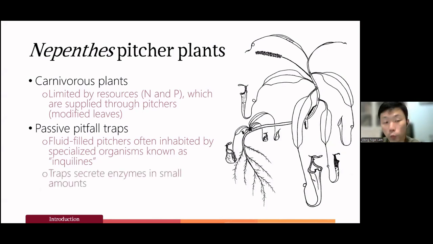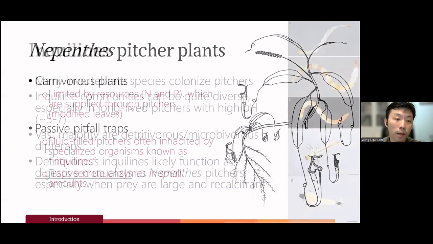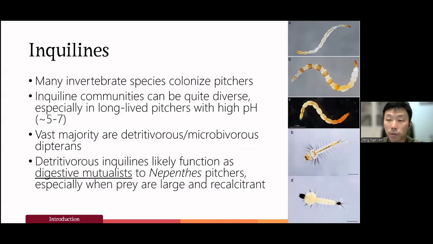The traps do secrete enzymes, but the role of enzymes in digestion of prey is actually much smaller than most of the existing literature on Nepenthes describes it to be. The role of inquilines is arguably much more important for prey digestion than enzymes, especially in some of the species I'm going to be talking about later, like ampullaria and bicalcarata. So many invertebrate species colonize pitchers.